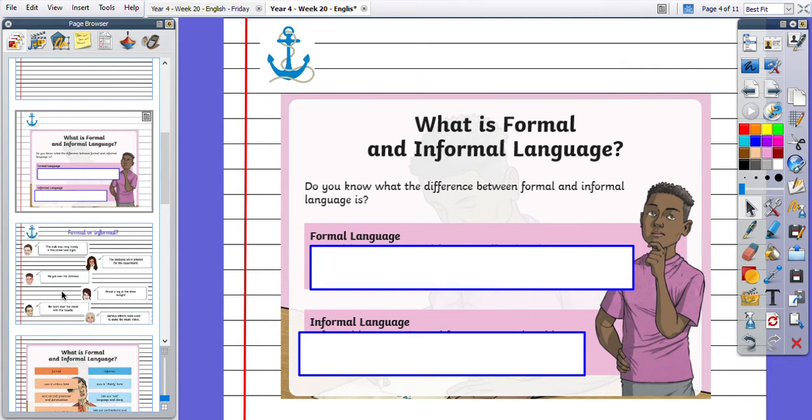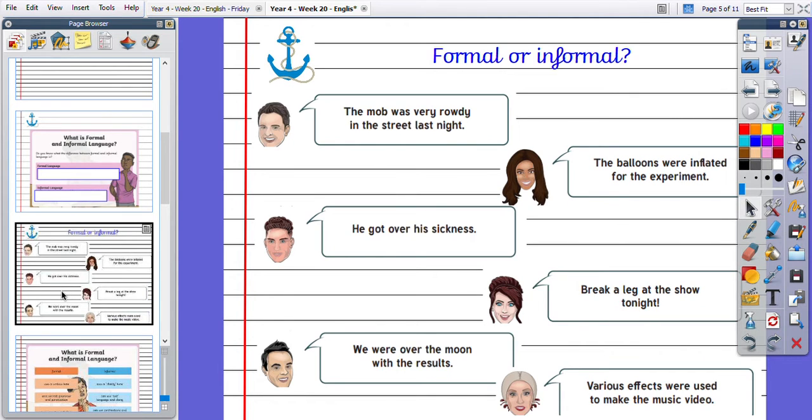Okay, so we've got some examples here and I want you to sort them into formal or informal. Okay, so pause the video and sort these sentences into the two subheadings.